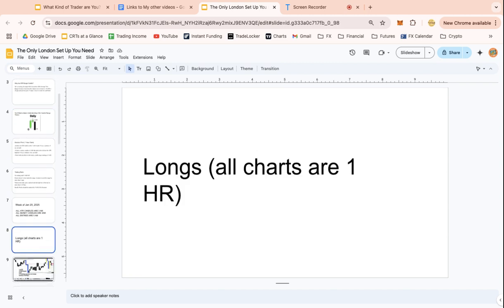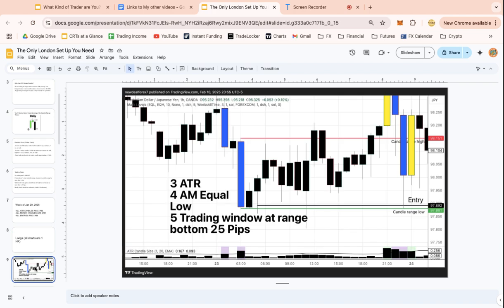All of these are the longs for January 20th of 2025. Obviously these are currency pairs. I am a Forex trader. I say that loud and proud. So this right here is the blue range candle. This candle range has exceeded its average true range, so that's why it's turned blue here.